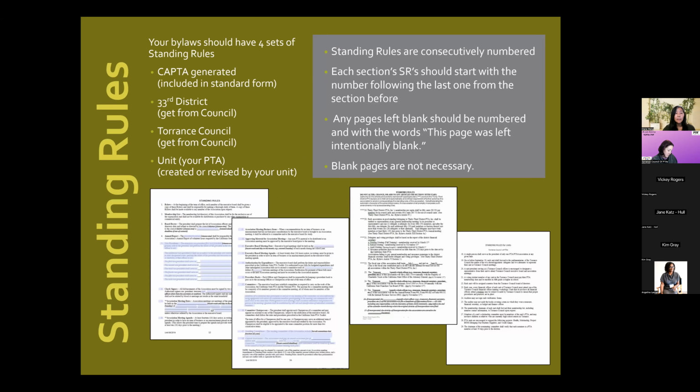There are several sets of standing rules. So you have the body of the bylaws, then CAPTA has standing rules, 33rd District has standing rules, Torrance Council of PTAs has standing rules, and all those have to be added to your bylaws. And then after that comes your unit bylaws.